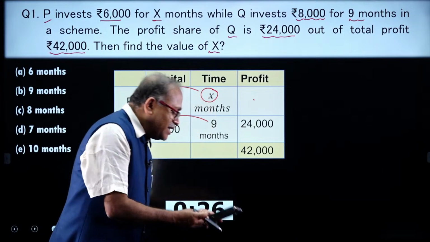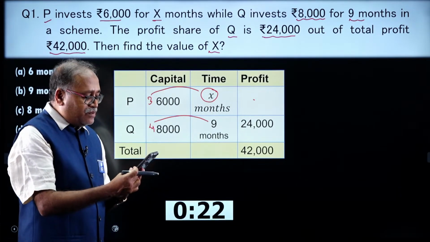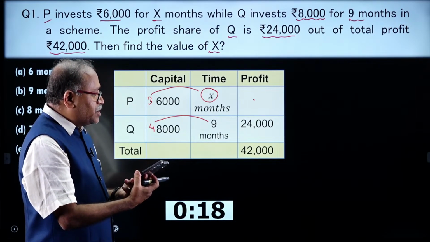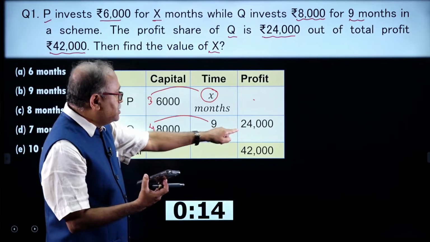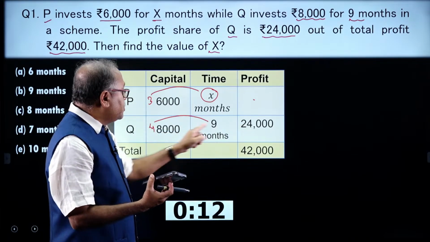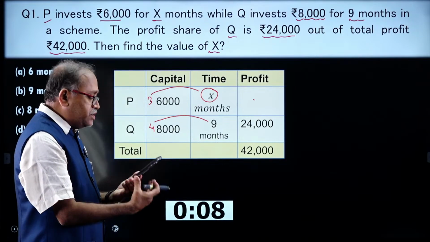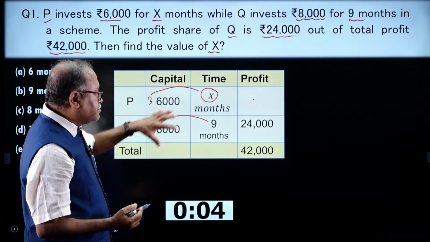Aman, you have already answered it. Option B. So you are so clear about this particular question, my dear friends. What we know is the profit of Q by total profit. So let me check whether Aman is correct or not. You still have time.